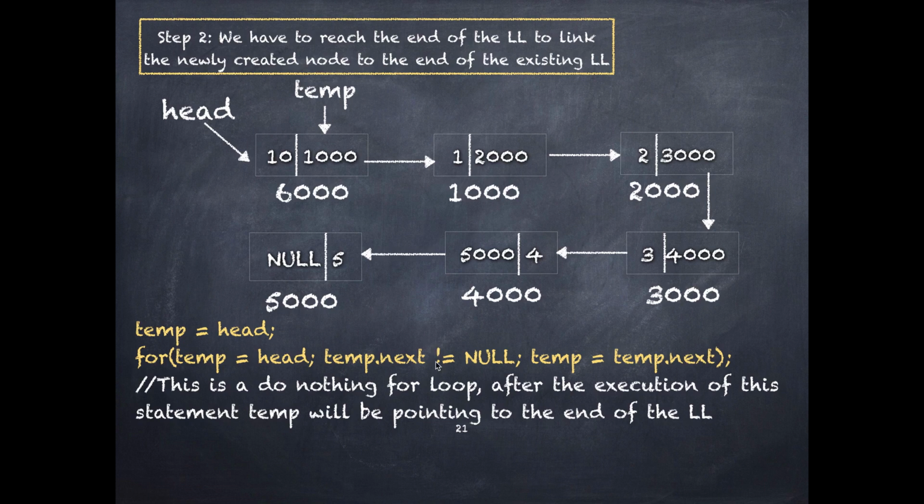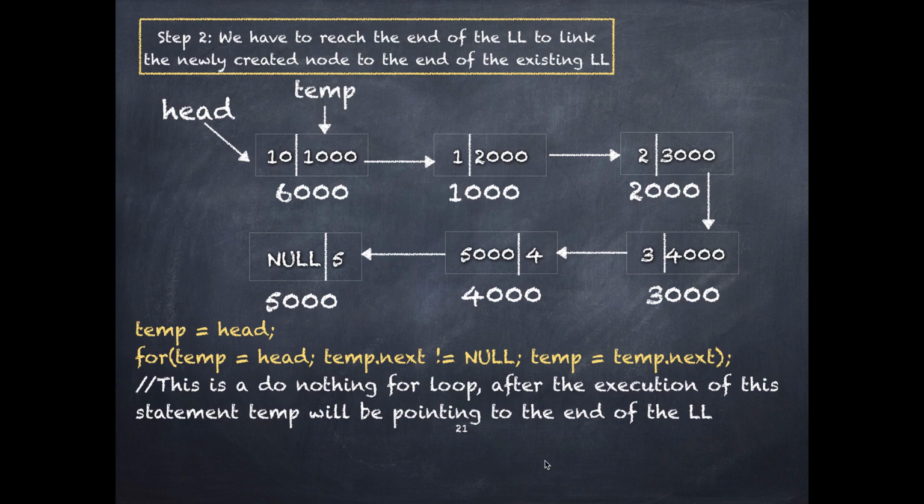If the condition is true, it has to enter the loop. So when it enters the loop, it sees a semicolon. That means it is not doing anything. So it will come to the incrementation step. Here incrementation is moving the temporary pointer to the next node. So temp is equal to temp dot next. So now temp will be moved to this element.